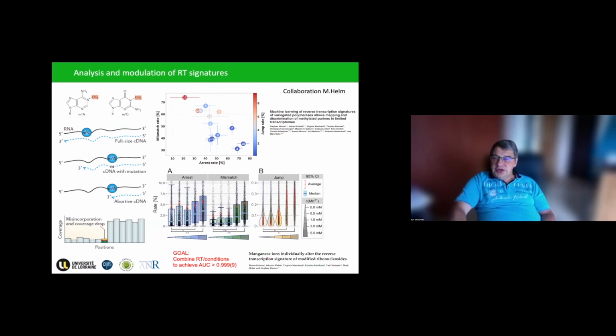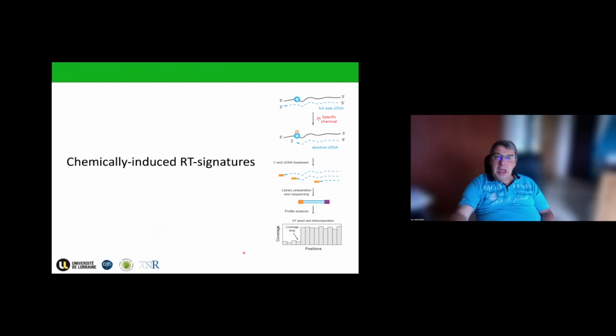And this reverse transcription signature can also be modulated by reaction conditions, here by variable concentrations of magnesium and manganese ions in addition to magnesium. And all this is done with the goal to find a combination of suitable RT and reaction conditions to achieve at least AUC 0.999 or even more, if possible, to get reliable data for large data sets.